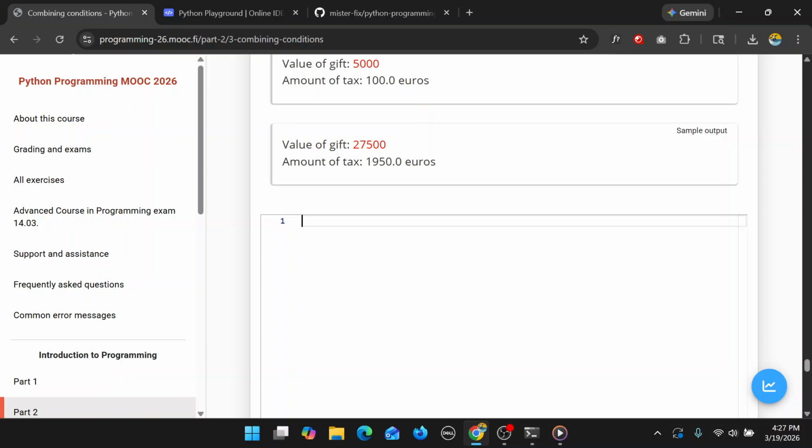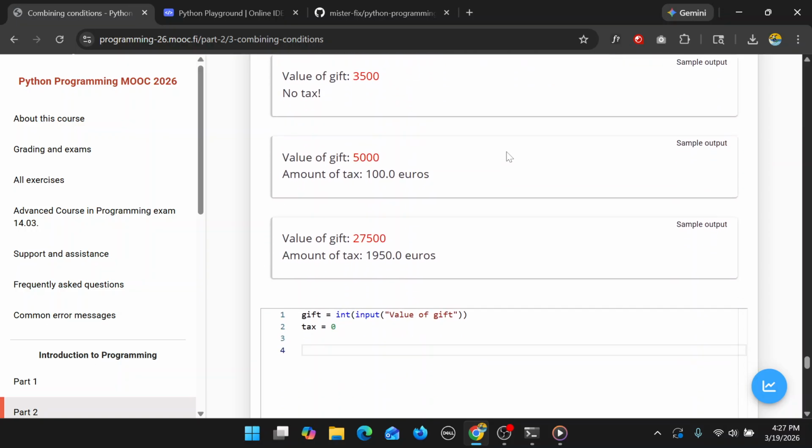Okay. We're going to have a variable here called gift, which is going to be an inputted integer value of gift. Then we're going to have another variable called tax, which we're going to set equal to 0, and it's going to store the value of the calculated tax.